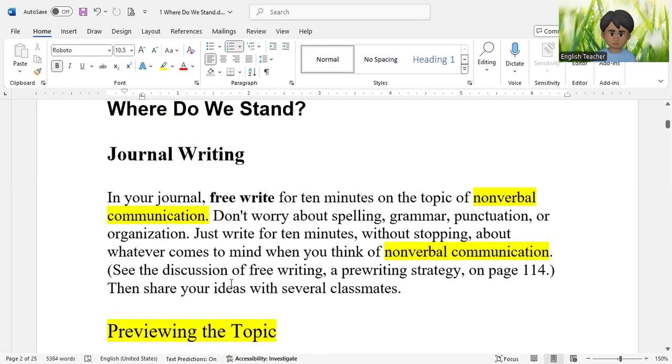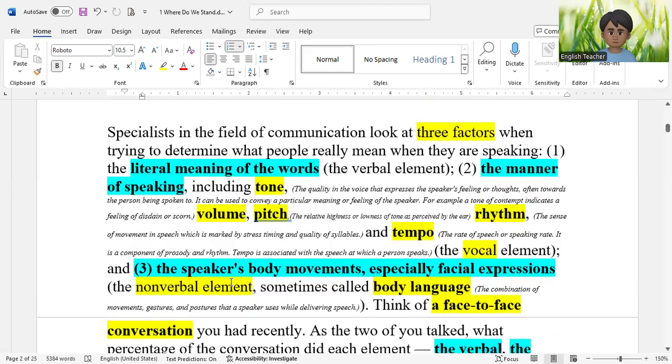Question number three. What are the three elements of communication? Define each of them. So you answer these three questions in writing, and when you come to my class, you submit a written answer to these questions, okay?